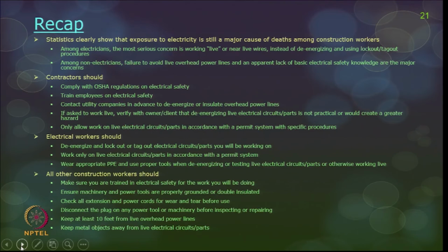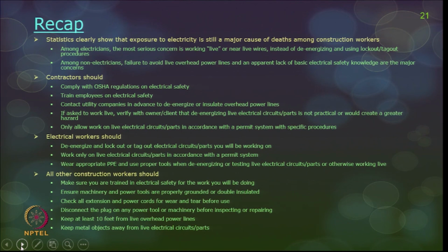Some more recap. Statistics show electricity is a major cause of death among construction workers. With electricians, the most serious concern is working on live or near live parts instead of de-energizing and using lockout/tagout procedures. For non-electricians, failure to avoid live overhead power lines and lack of knowledge of basic electrical safety are the major concerns for electrical hazards.